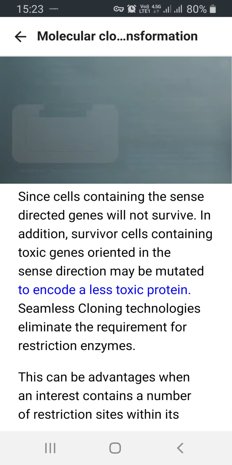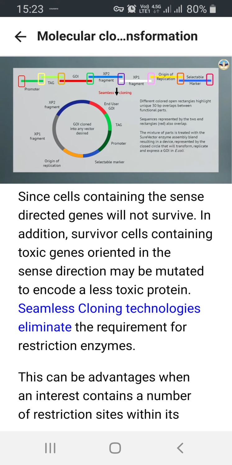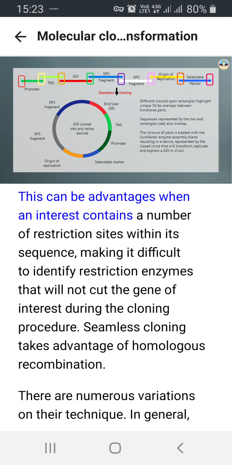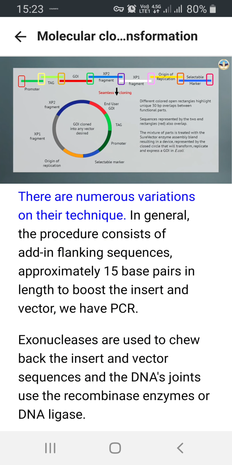protein. Seamless cloning technologies eliminate the requirement for restriction enzymes. This can be advantageous when an insert contains a number of restriction sites within its sequence, making it difficult to identify restriction enzymes that will not cut the gene of interest during the cloning procedure. Seamless cloning takes advantage of homologous recombination. There are numerous variations on the technique.